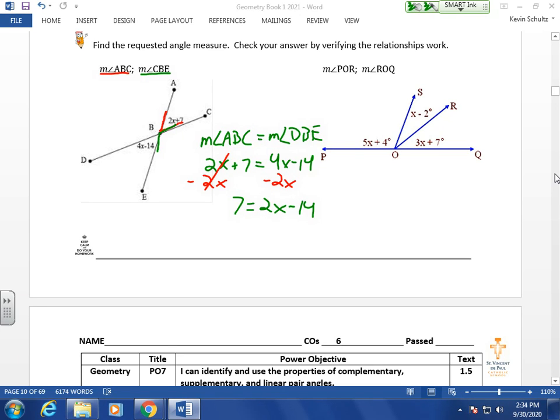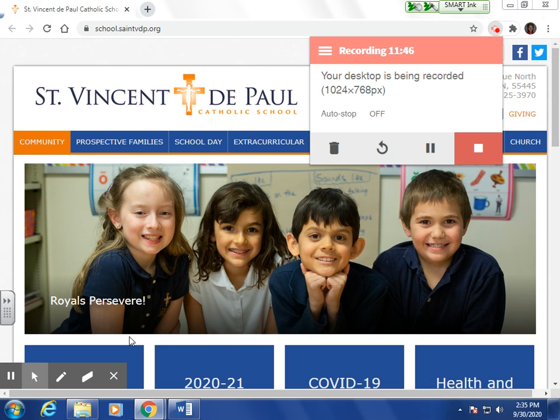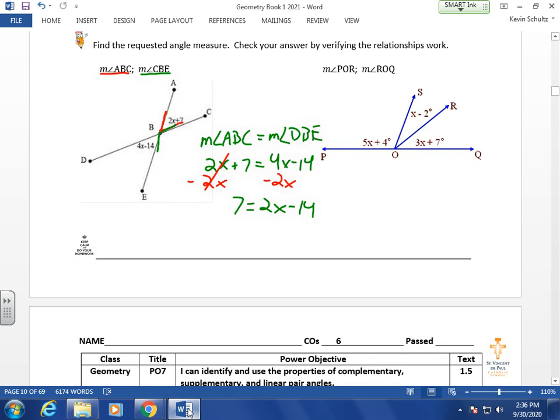Some folks like to move their x's always to the left side. It doesn't matter which side you put your variables on. So no, it doesn't matter which side you move your x's to. If you prefer your x term always being positive, you move it whichever direction you need that to happen, or if you always put your x on the left, it doesn't make a difference. What'd you get as a value for x? What did you come up with, Ellen? 10.5. Okay.